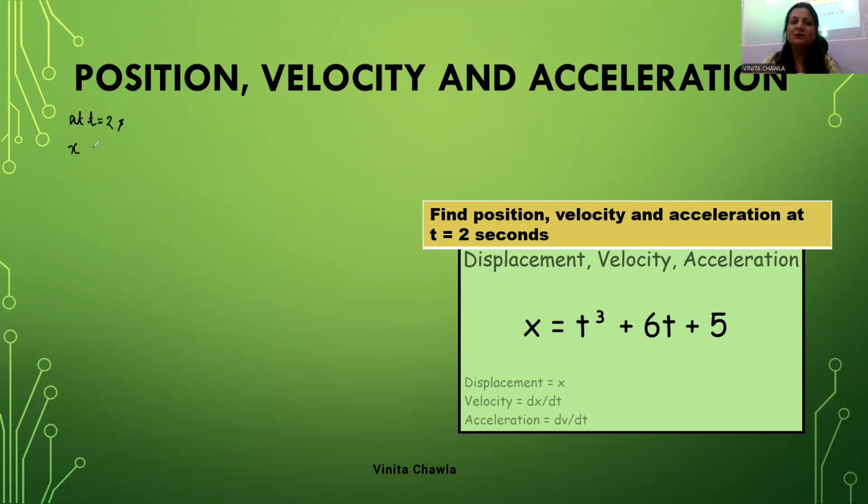Because displacement is t cube plus 6t plus 5. So we can find displacement at t is equal to 2 seconds. It's easy. You simply have to put the value of 2 in t to get displacement, right? It's 2 cube plus 6 into 2 plus 5. So 2 cube is 8, 6 2s are 12 plus 5. What will you get? 25 meter. We have done similar kind of question when we had done differentiation. Last or second last question was like this only. है ना? Position was given and we had found out velocity and acceleration.